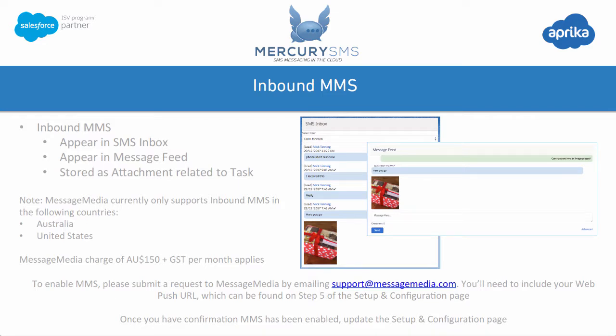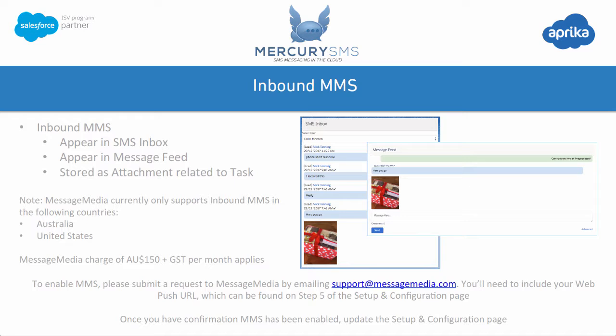We're obviously super excited to announce the release of the feature where we can support inbound MMS. We know we've had a few customers asking for this. So we now support that, and you're able to receive inbound MMS messages that will come in, and basically they come in as a task record as normal SMS messages do, but the image will be stored as an attachment on the task record. So as you can see as an example on the screen here, we have the ability for the image to automatically appear in the SMS inbox. It will also appear in the message feed on the record, and as I say, it gets stored as an attachment related to the individual task record.